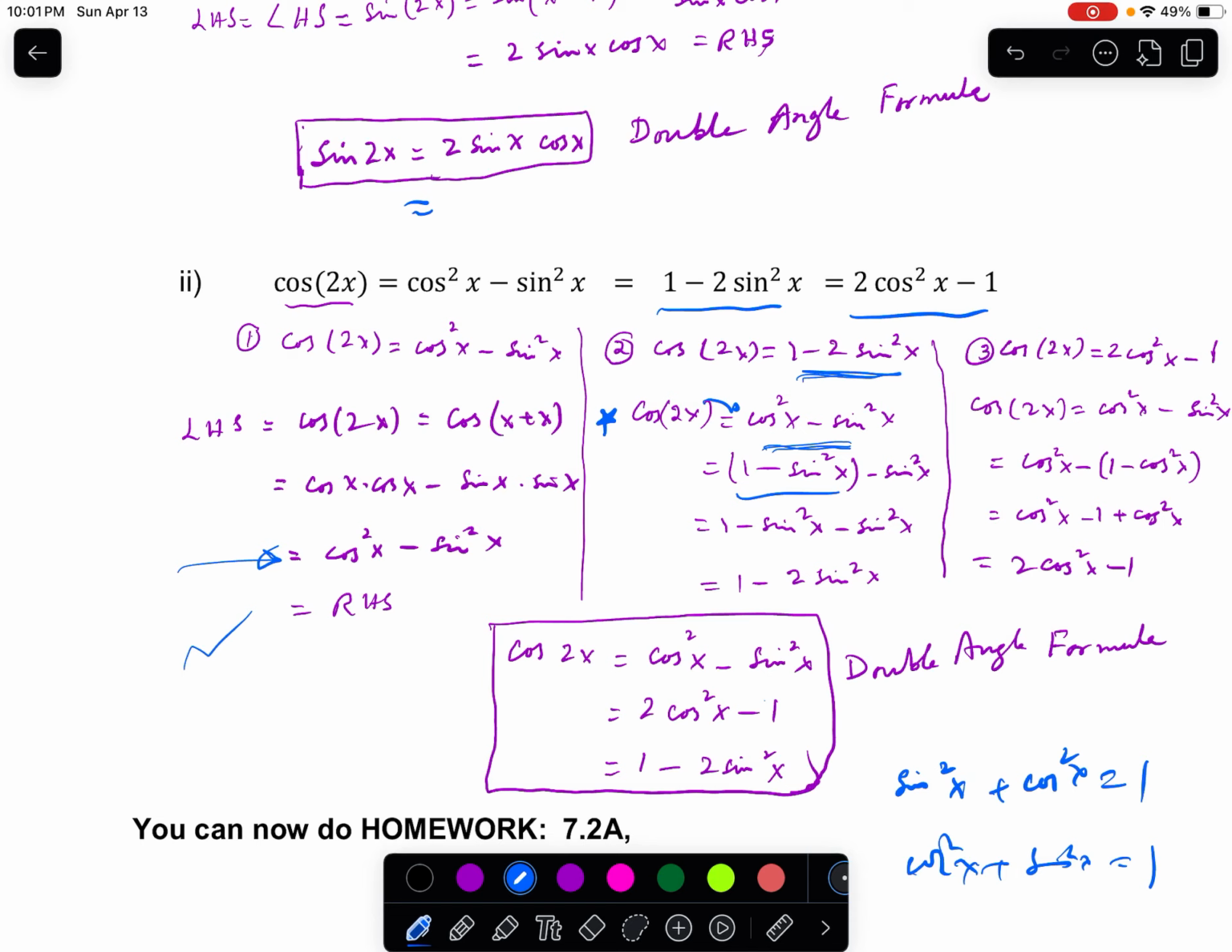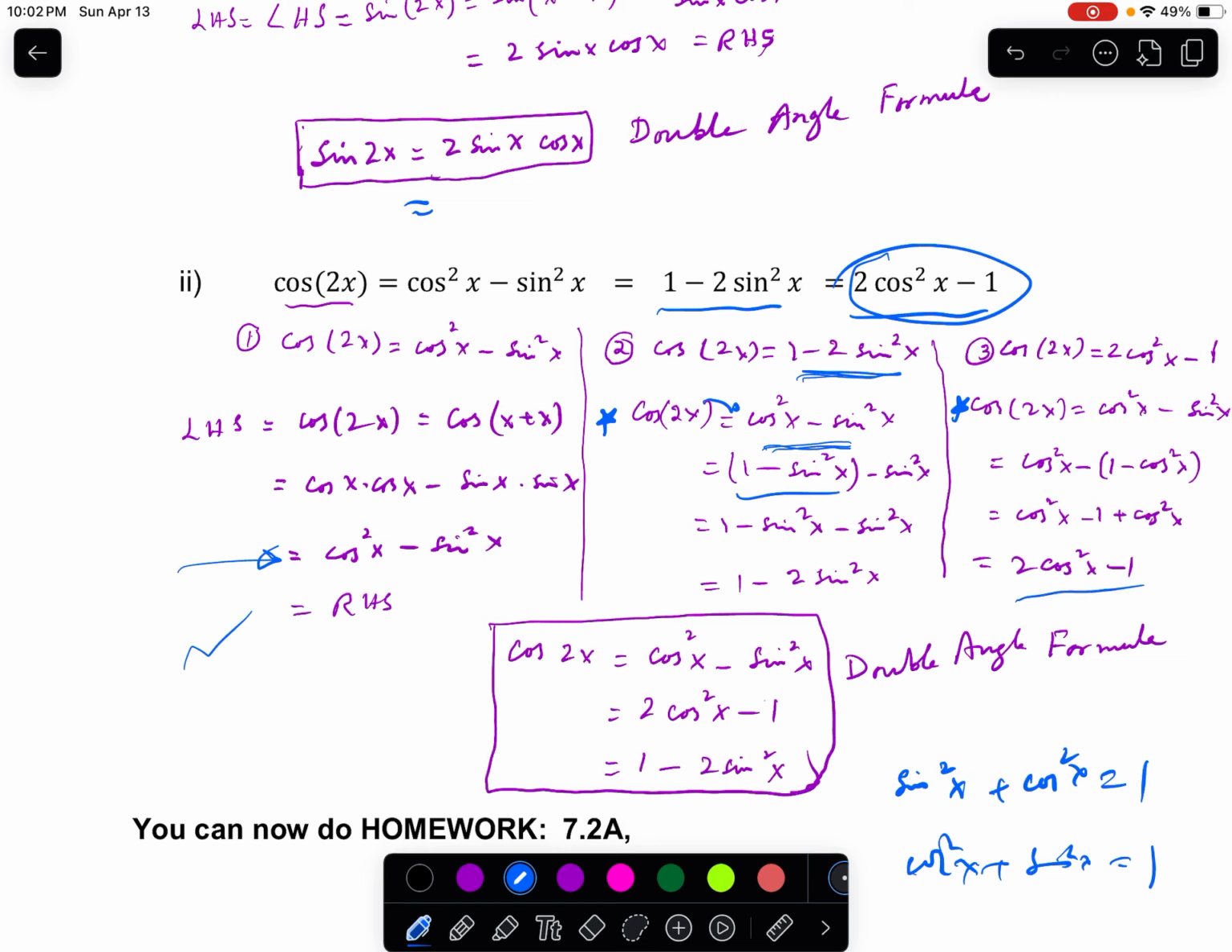The third one, we do in a similar way as the second. For cosine of 2x, I will start here with cosine square x minus sine square x. But I want to get 2 cosine square x minus 1, which means I want to get rid of the sine square. So what will I do? I will replace the sine square by 1 minus cosine square. And so, combining the like terms, we end up getting 2 cosine square x minus 1.